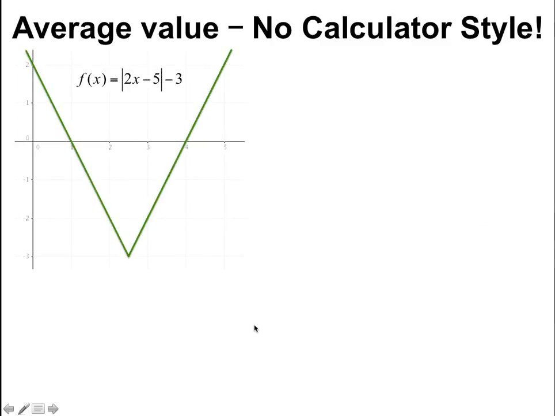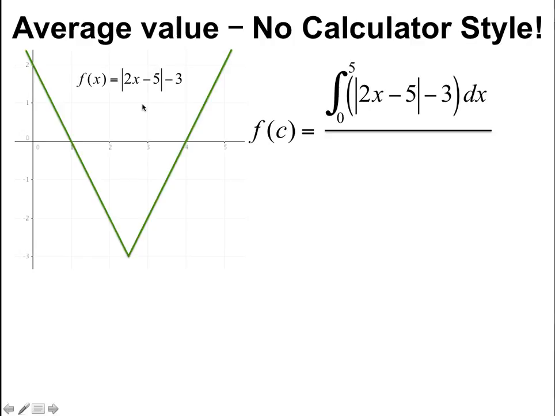Let's take a look at this example. This is an absolute value, and I want to calculate the average value when I integrate this function from 0 to 5. So I'm going to integrate that function from 0 to 5, and then I'm going to divide by the width of the domain, which is 5. Now, we almost never integrate absolute value functions, so this has got to be a geometric problem.